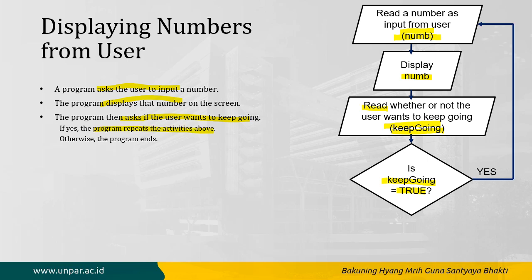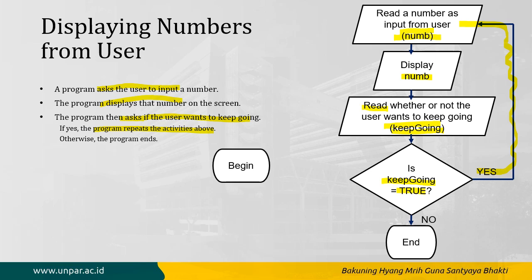It means that if the answer is yes, the user wants to keep going, you will go all the way to here because we're going to repeat all those activities that we have previously defined in this flowchart, okay? Now, if the answer is no, the program ends. So basically, these are all the things that we need to draw in the flowchart for this program.